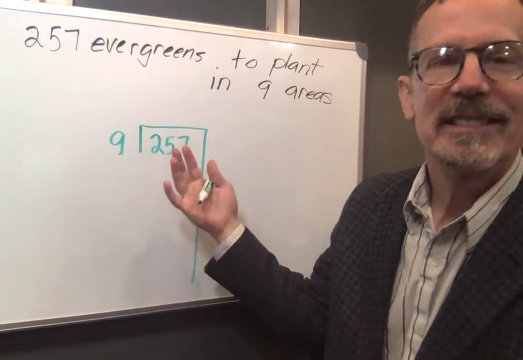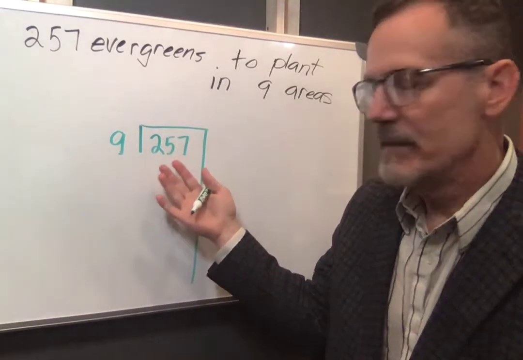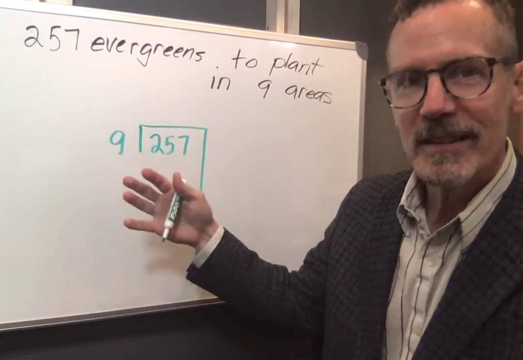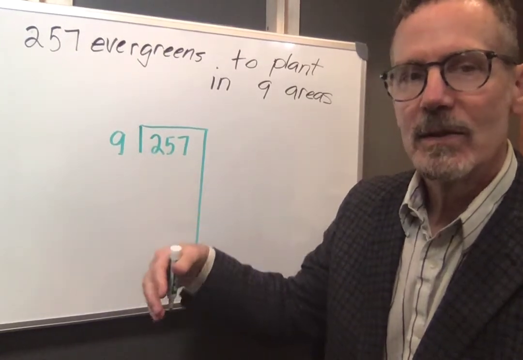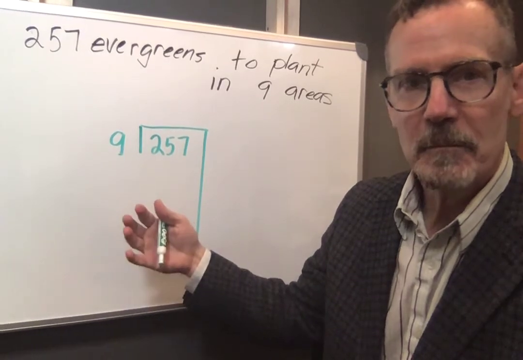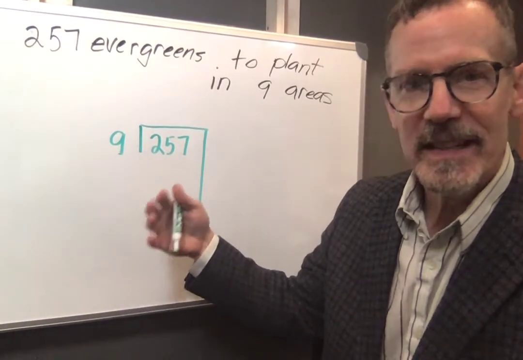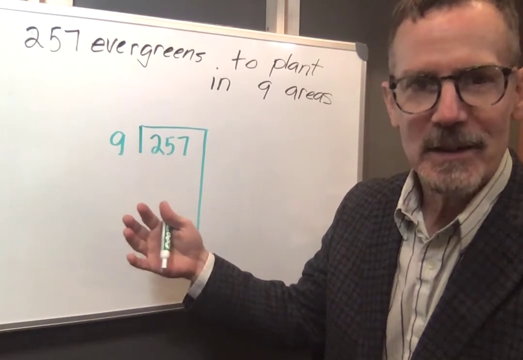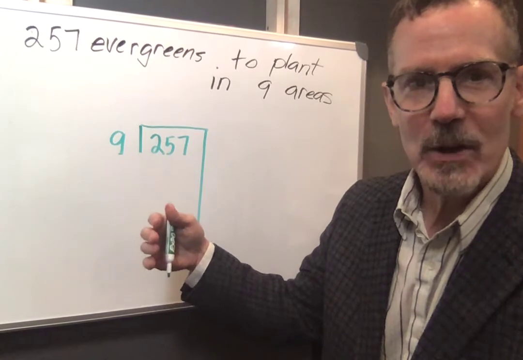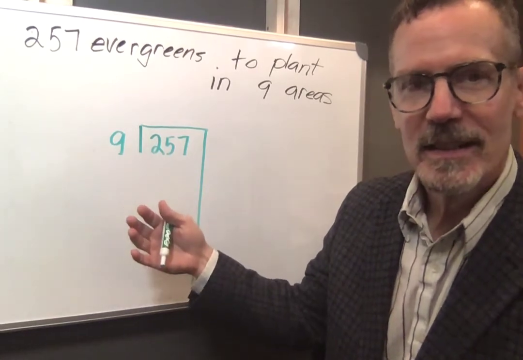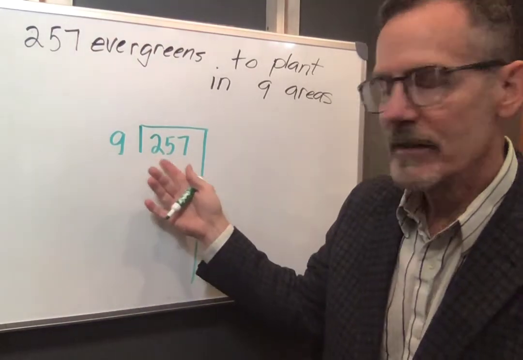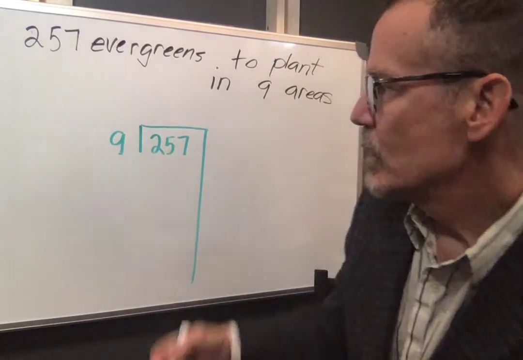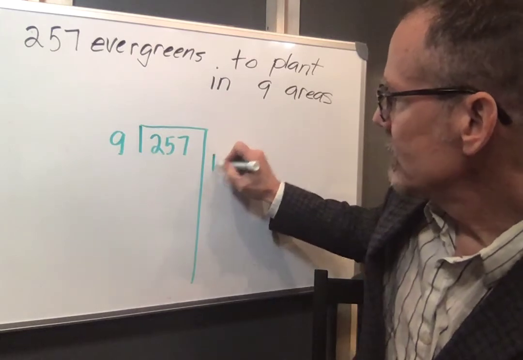We look at the total amount, the 257, and then we say, well, 9 will go into it a bunch of times. So students will just be thinking, what is an easy multiple of 9? They may not be thinking of the word multiple, but they'll figure out how many 9s will go into 257 just by starting off with a convenient multiple. So a convenient multiple is 10.